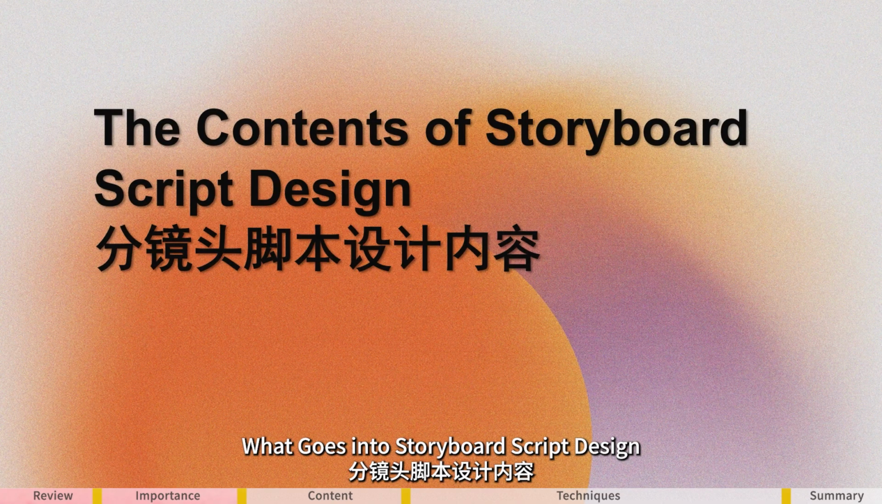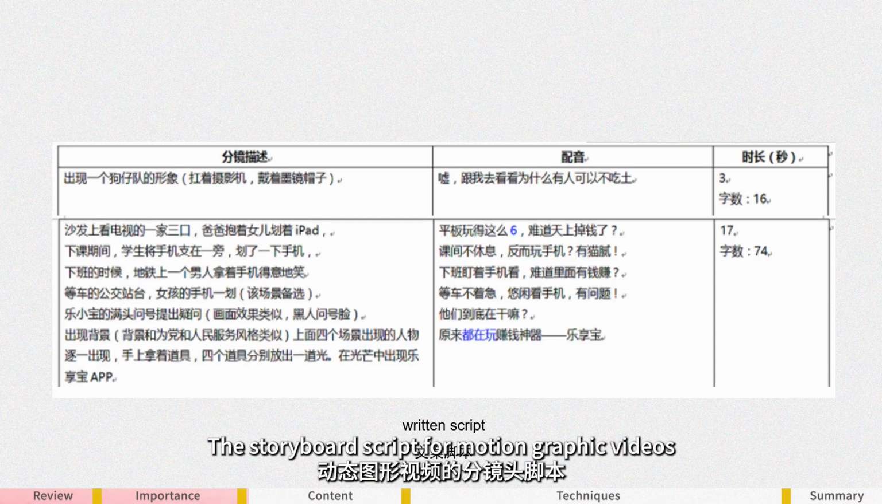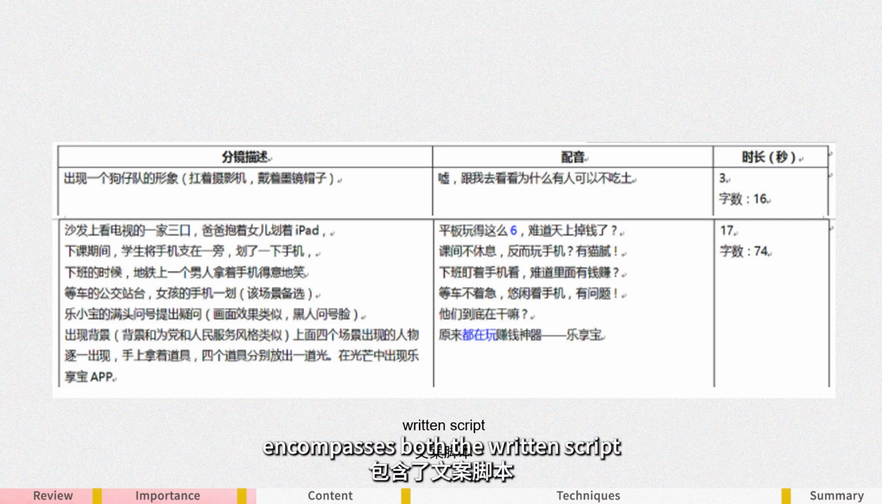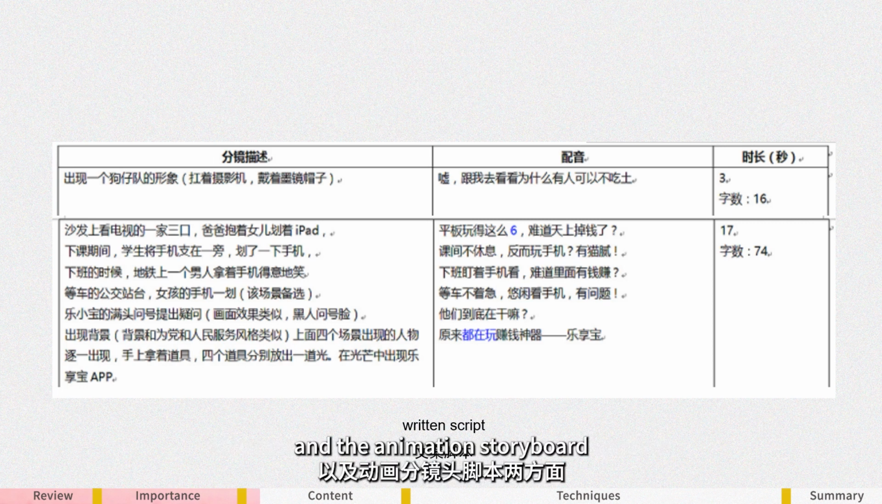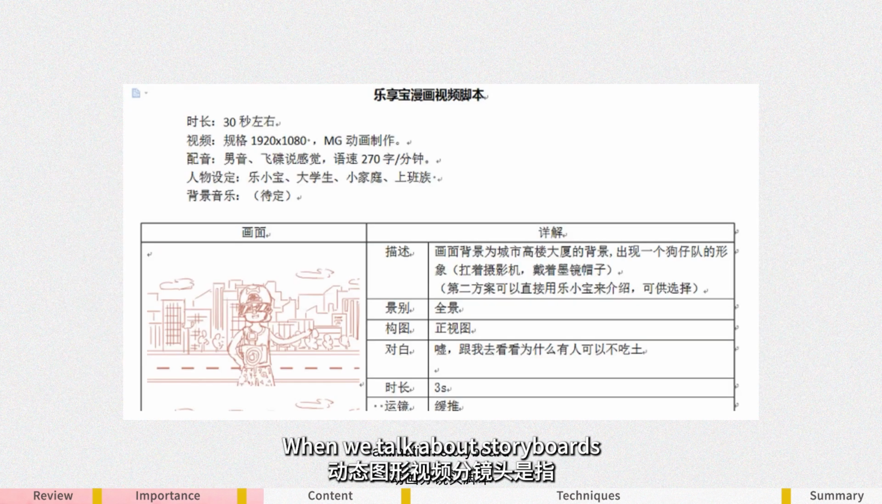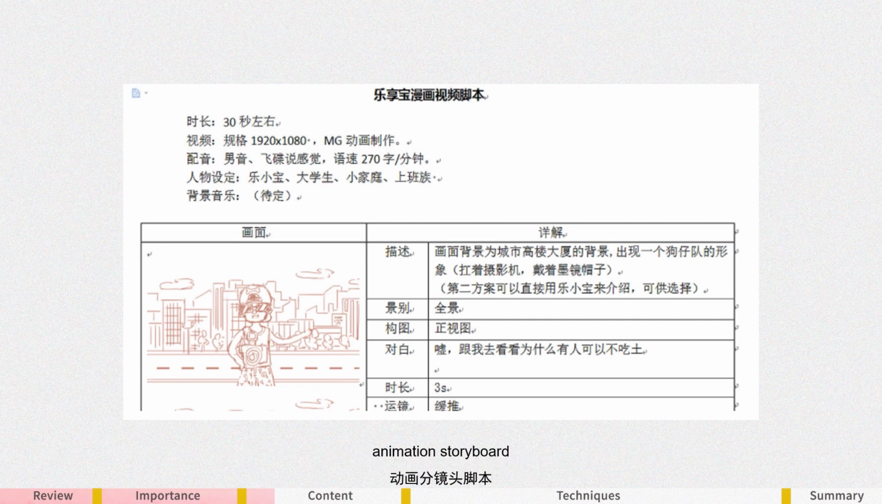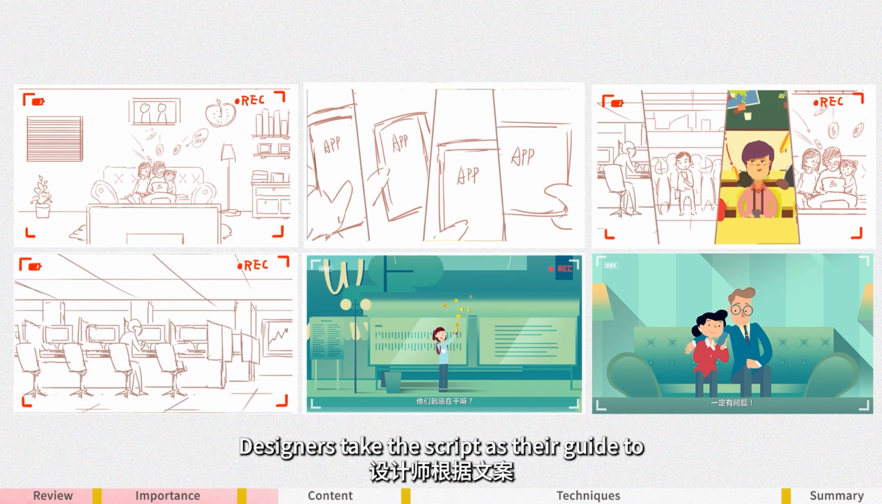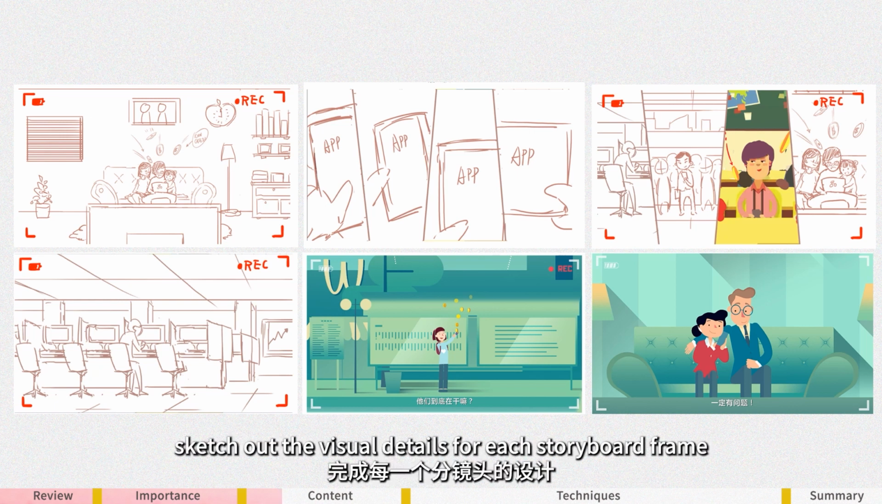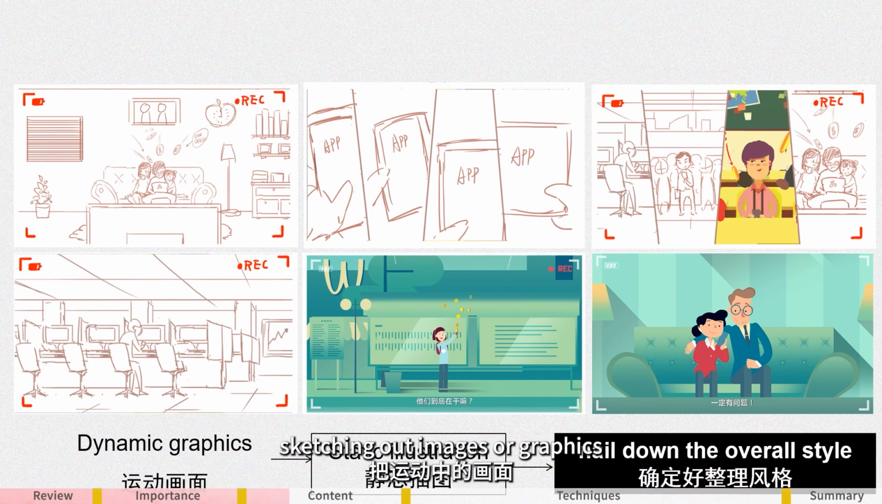What goes into storyboard script design? The storyboard script for motion graphic videos encompasses both the written script and the animation storyboard. When we talk about storyboards, we are referring to individual frames that collectively make up the entire animation. Designers take the script as their guide to sketch out the visual details for each storyboard frame, sketching out images or graphics that would later be put into a video.